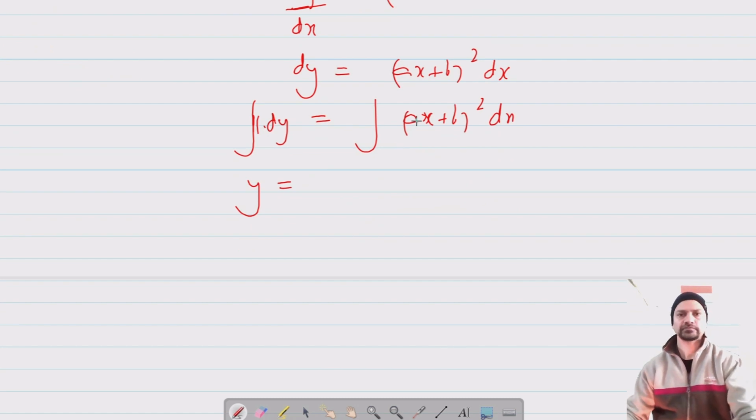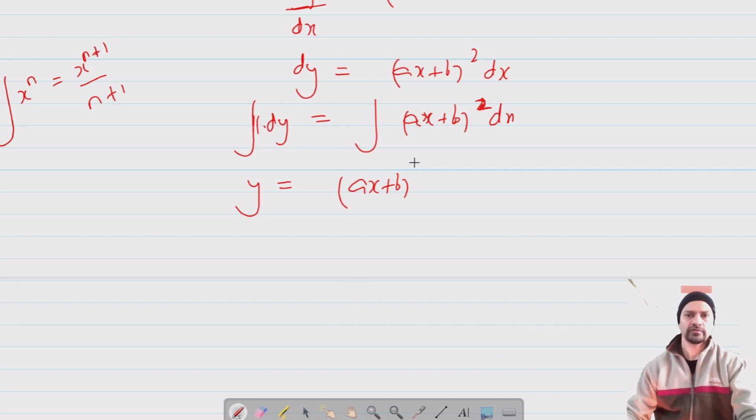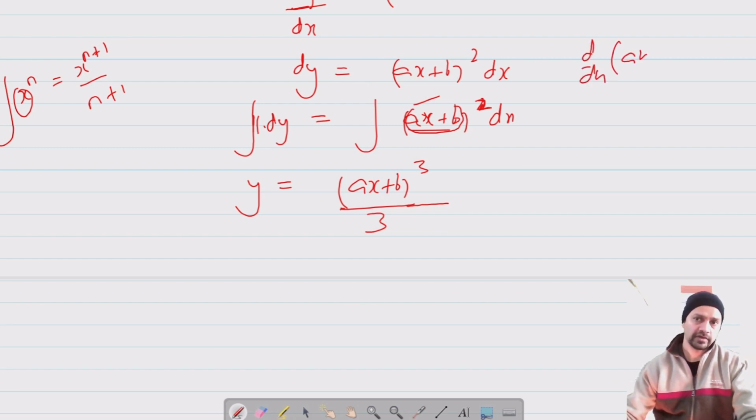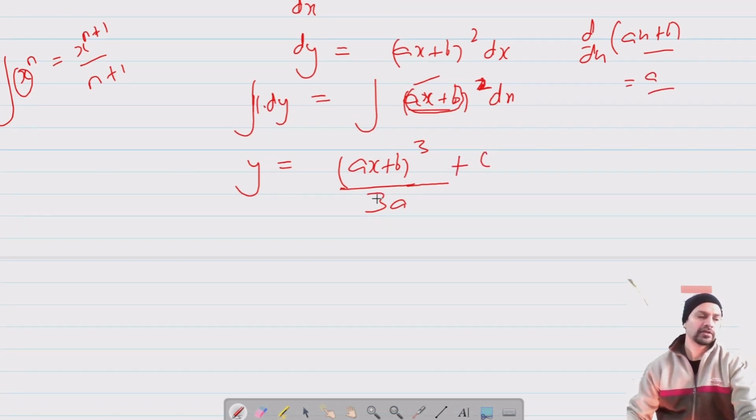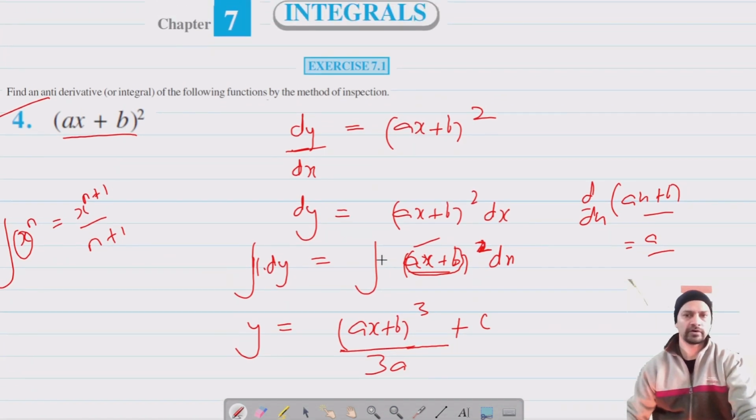is the function y. For (ax plus b) the whole squared, the integration of x raised to the power n is x raised to the power n plus 1 upon n plus 1. So this gives us (ax plus b) raised to the power n plus 1, n is 2, so 2 plus 1 is 3, divided by 3. And because this is not just x, this is ax plus b, we will have to divide our answer by its differentiation. The differentiation of ax plus b is a, so we will divide it by a and put a constant here. So this is our answer for question number 4: (ax plus b) the whole cube upon 3a, plus c.